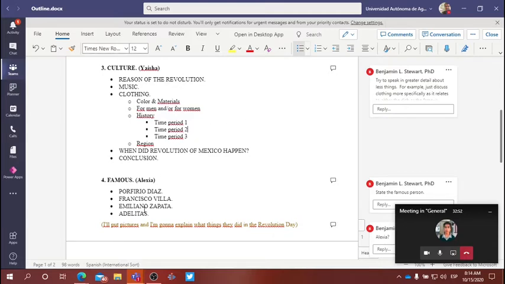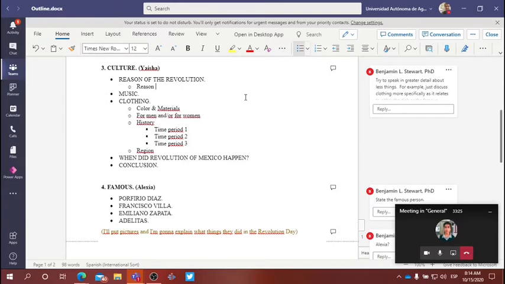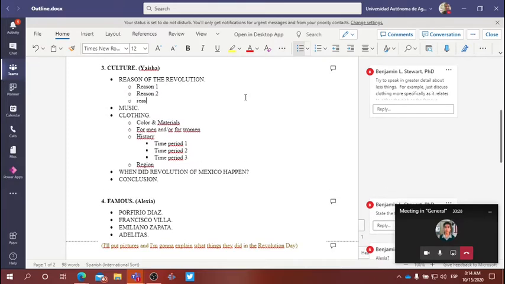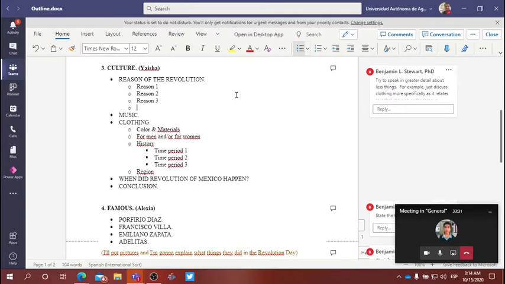Now, notice that I'm trying to tie this into, in this example, Zapata. Maybe I'm looking at this and thinking, well, there really is no difference between the historical aspect or regional aspect. Maybe what I'm thinking about here is difficult to tie into Zapata. Maybe I need to change and think, maybe I can speak more about music, or maybe I can talk more about the reason for the revolution. And here I can list reason one, reason two, reason three, or however many reasons I want.